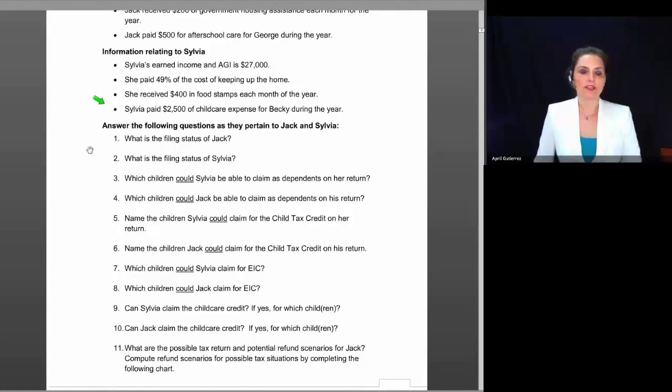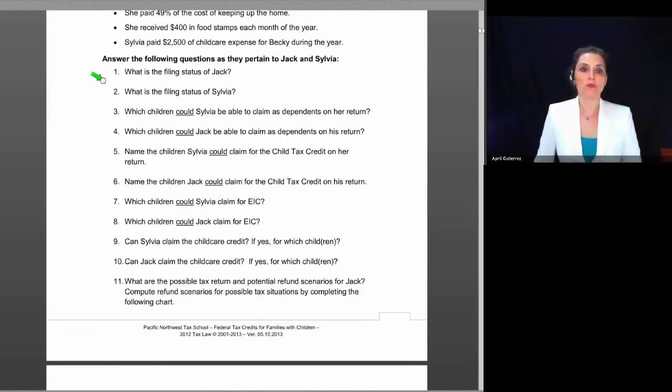So let's look at the questions. The first question I have for you is, what is the filing status of Jack? And what is the filing status of Sylvia? Which children could Sylvia be able to claim as dependents on her return? And by that we mean, if we look at the rules for qualifying child, qualifying relative, and the ability to claim a person as a dependent on your return, without regard to who else might also be able to claim that child on a return, which children of the ones listed can Sylvia claim as dependents on her return? And by that same token, which dependents could Jack claim on his return?